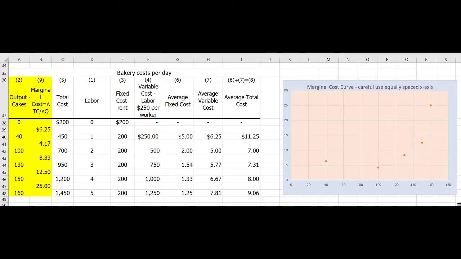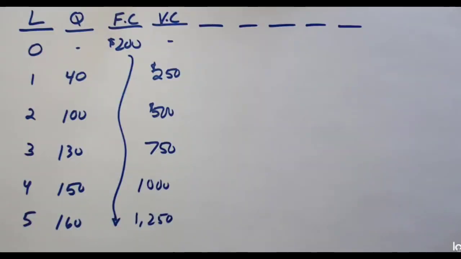Now what I want to do is interrupt the video and have you do some analysis on your own. Here I'm giving you the same information that I showed you in the Excel spreadsheet, and I have labor, quantity, fixed costs, and variable costs. The givens that I told you. This is what's typically given. What I'd like you to do here is to fill out the rest of the table. Notice I didn't give you the headings. You should figure out what those headings are. You should be able to figure out how to do the calculations. The calculations are pretty straightforward, and then you ought to be able to graph it.